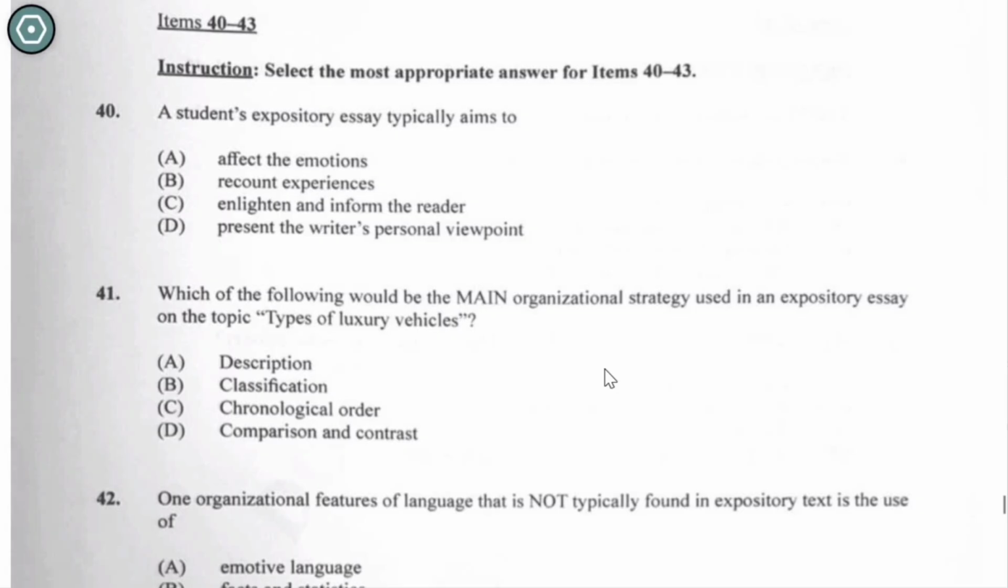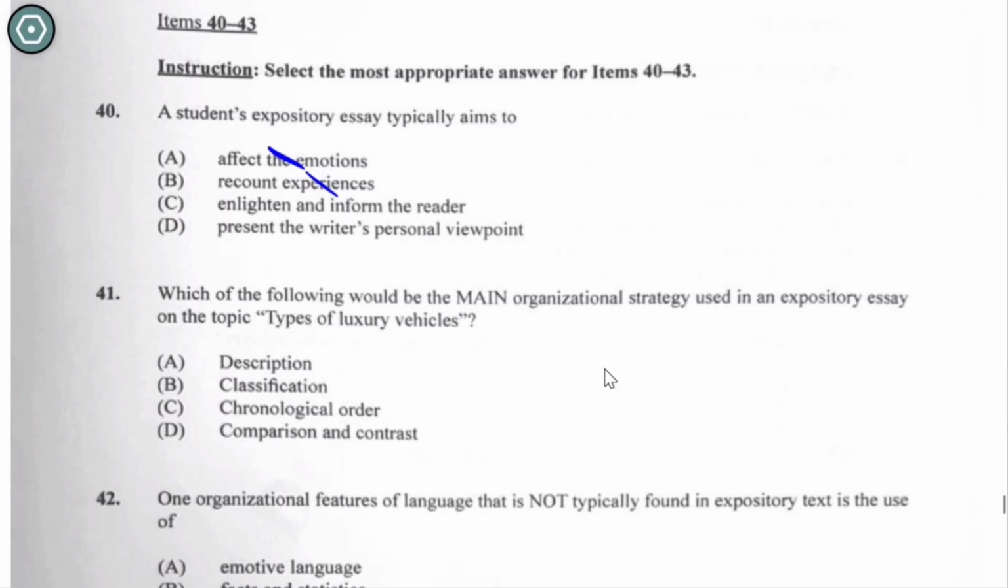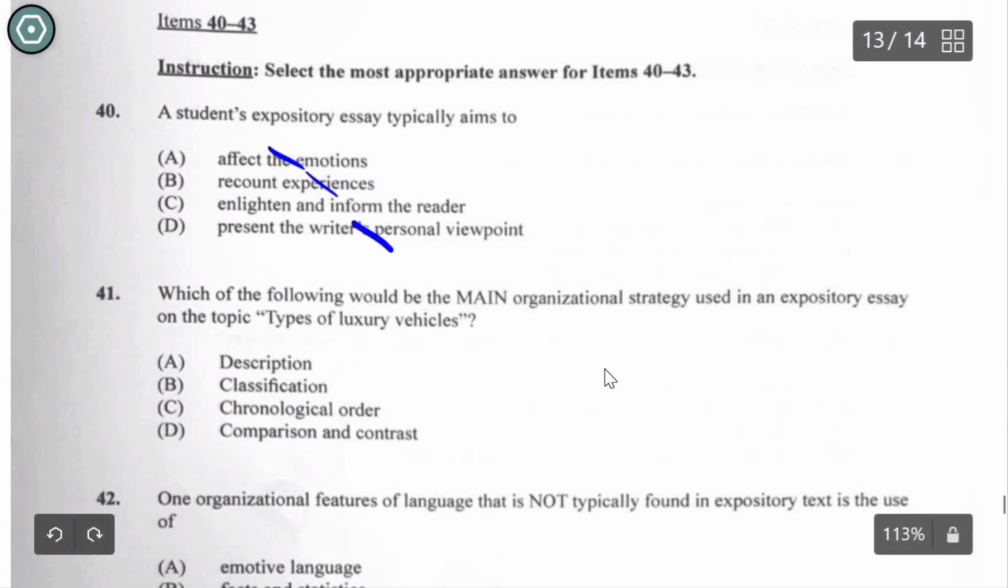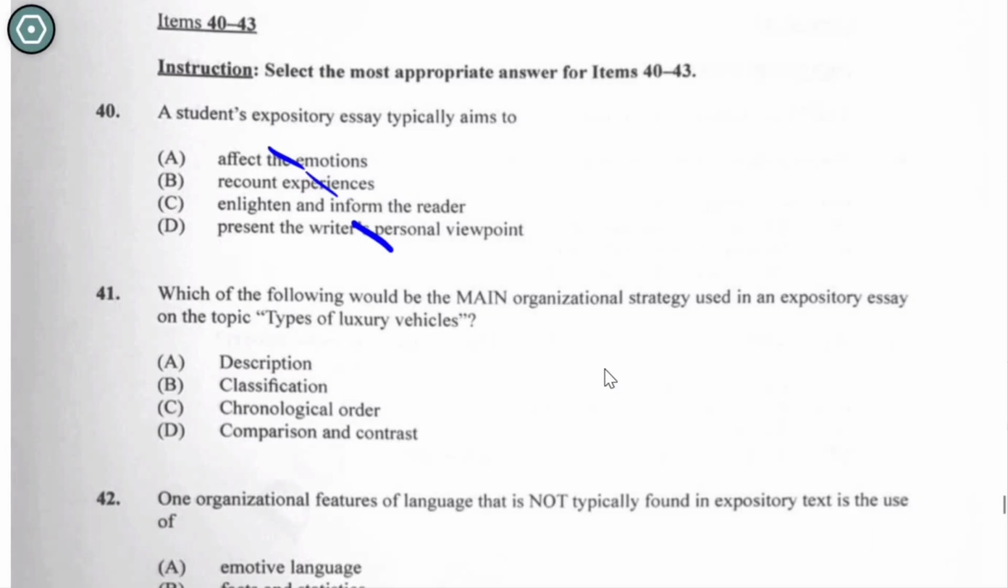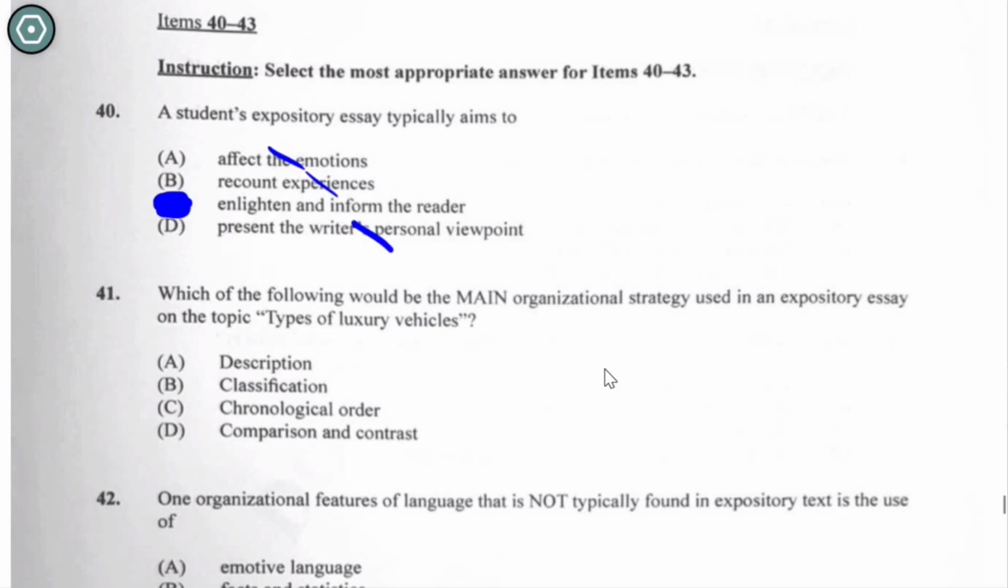So number 40 says, a student's expository essay typically aims to affect the emotions. Expository pieces should not affect emotion. Recount experiences, that's a narrative. Enlighten and inform the reader, or to present the writer's personal viewpoint. Seems a bit biased when you say personal viewpoint, so enlighten and inform the reader. Expository pieces should not persuade in any way at all. Just remember that.